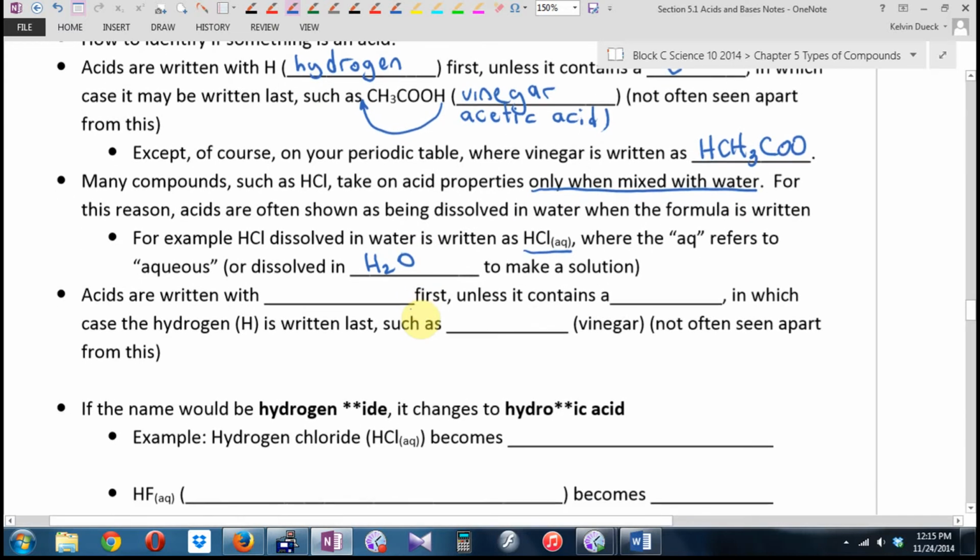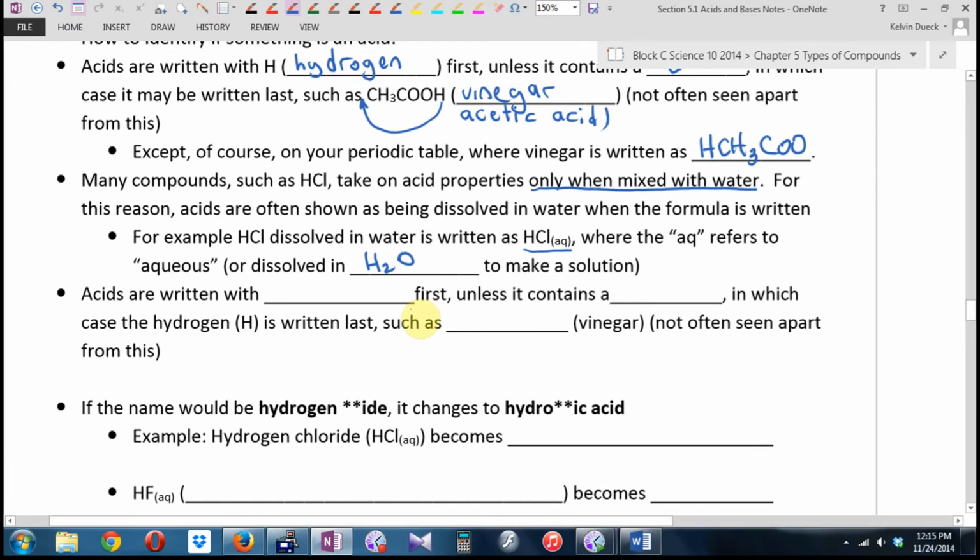So, the rule then is this, Andrea. Acids are written with hydrogen first, unless it contains a carbon, in which case the hydrogen is often written last. Apparently, I cut and pasted this thing twice because I felt it was worth repeating. So again, our example is CH3COOH, which I always pronounce chaku, even though that's not really how it's pronounced. It's vinegar.